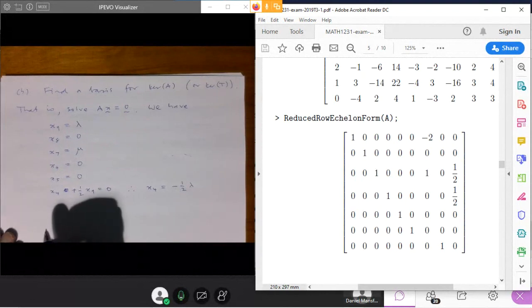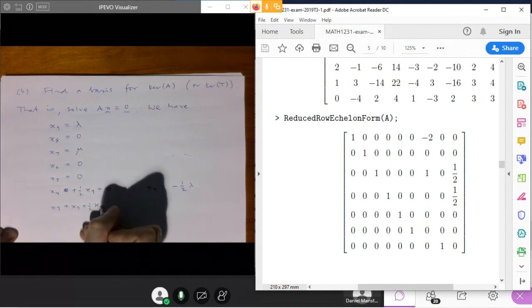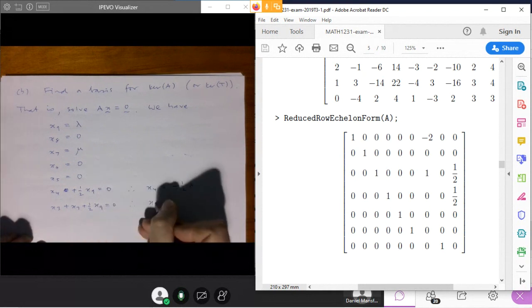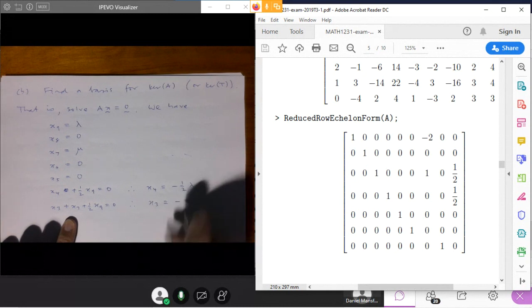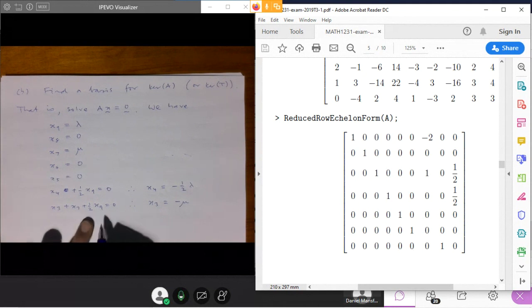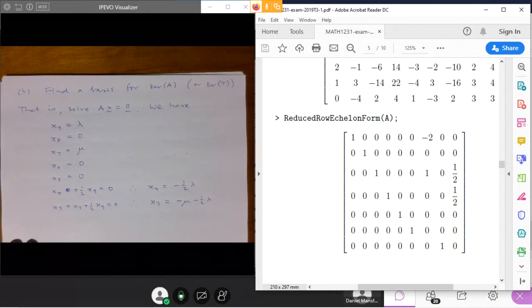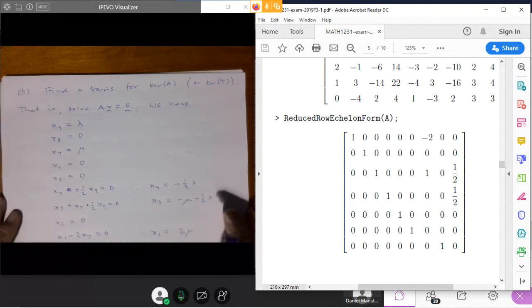Then similarly we keep on going. The third row tells you x3, and they've made it slightly harder again. It's plus x7 plus a half x9 equals 0, and therefore x3 is minus x7, and again I won't write down x7, I'll write down mu because that's what it is, and minus a half x9, and x9 is lambda. Then row 2, they've gone back to doing something easy. It says x2 equals 0, and row 1 says x1 minus 2x7 equals 0, and therefore x1 is equal to 2x7, in other words 2 mu.